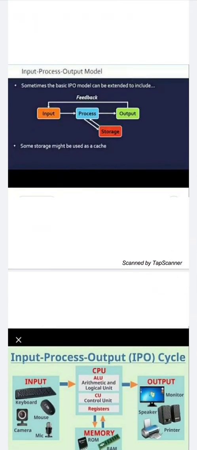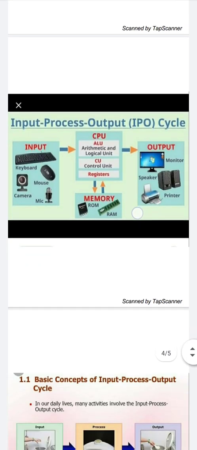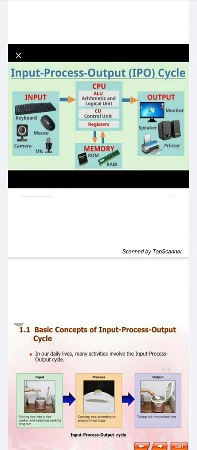Sometimes the basic IPO model can be extended to include feedback. This is the model of the IPO cycle. See here, input, process, process means storage, and then output. Clear? Then let's come to the last, third figure. That is the input, process, output IPO cycle. In this figure, it's given that input.